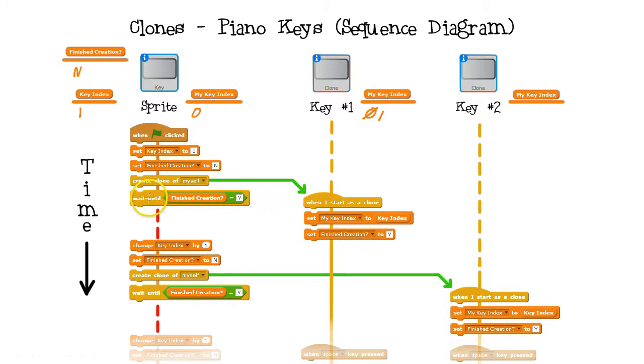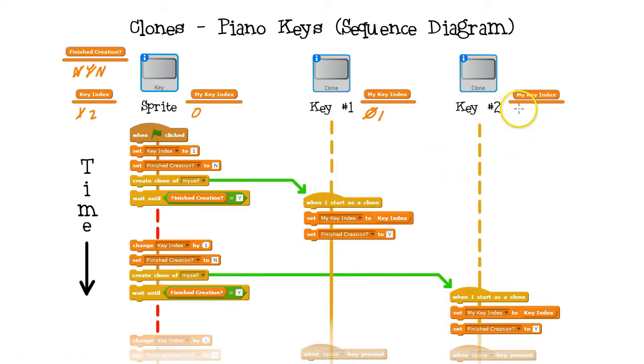The sprite has been blocked waiting for finished creation to become a Y. Finished creation is now Y. It's finished initializing, and it'll be waiting for the key to be clicked on. Sprite now can wake up from waiting for finished creation being Y and can create the next key. Changes key index by 1. It's now the value of 2. Sets finished creation to an N. It'll create the clone, then immediately block waiting for finish creation to become the letter Y.